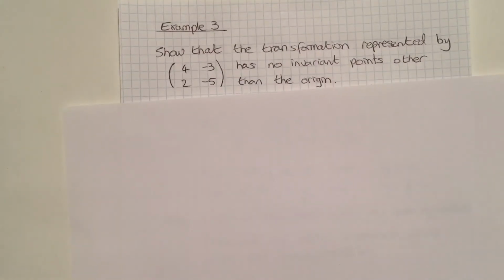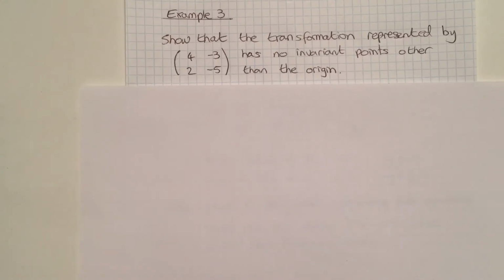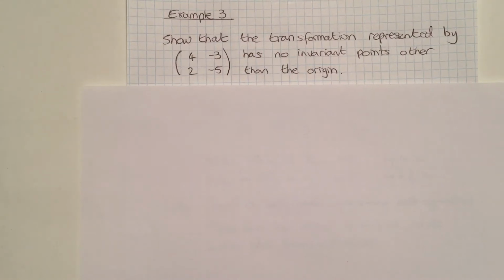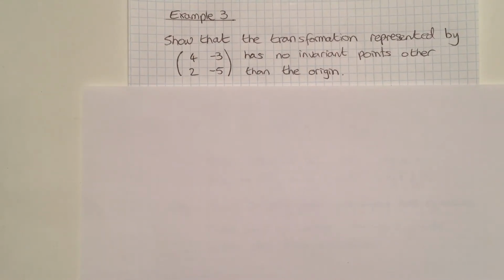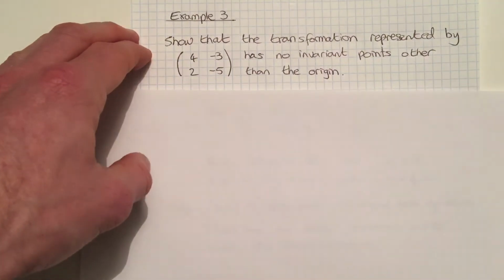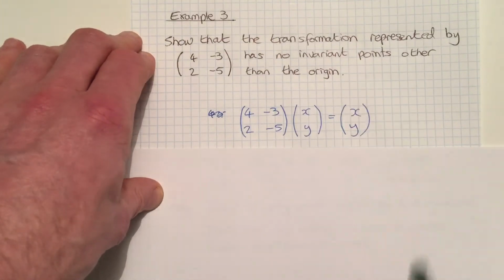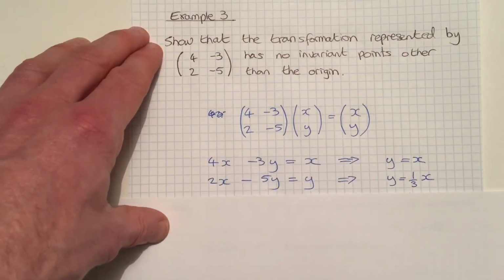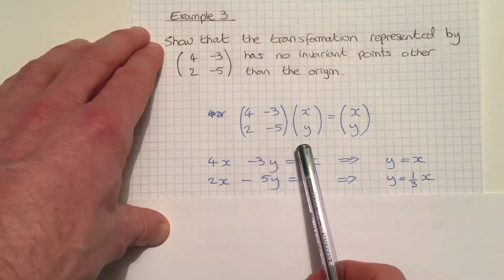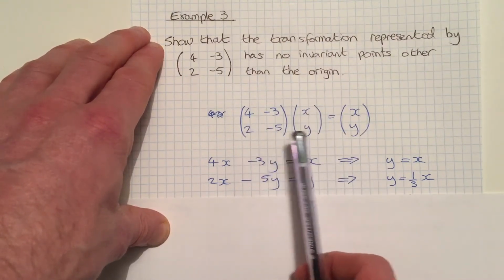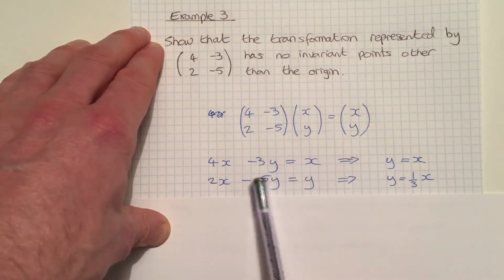Example 3. We've seen 2 examples where it works. You can probably guess what's coming up now then. So we need to show that the transformation represented by that matrix has no invariant points other than the origin. Remember that the origin is always invariant with a linear transformation. So start off exactly the same as before, same equation, we're still talking about invariant points. So we're multiplying this out: 4 times x minus 3 times y equals x, 2 times x minus 5 times y equals y.